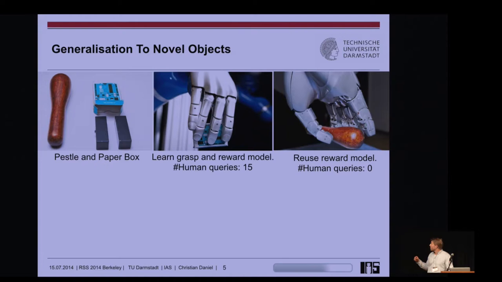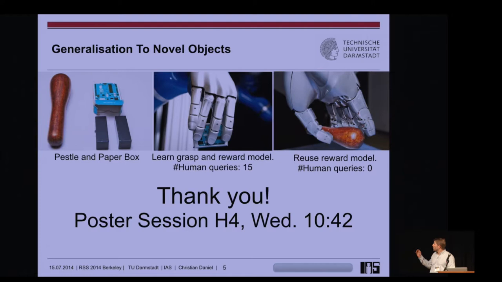But after that, we were interested in figuring out, so we have this reward function now that works for this object. Would it also work for a similar object that the robot has never seen before? So we restarted the learning process for the policy, but we kept the previously learned reward model. And we did not allow the robot any more queries to the human. Fortunately, the robot was able to learn also to pick up the second object.